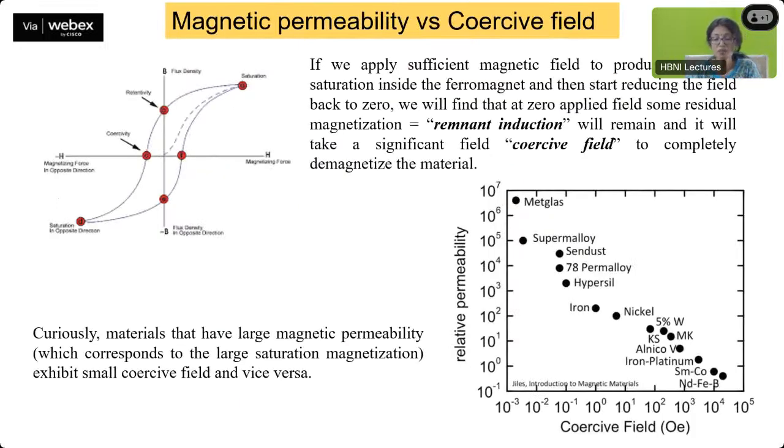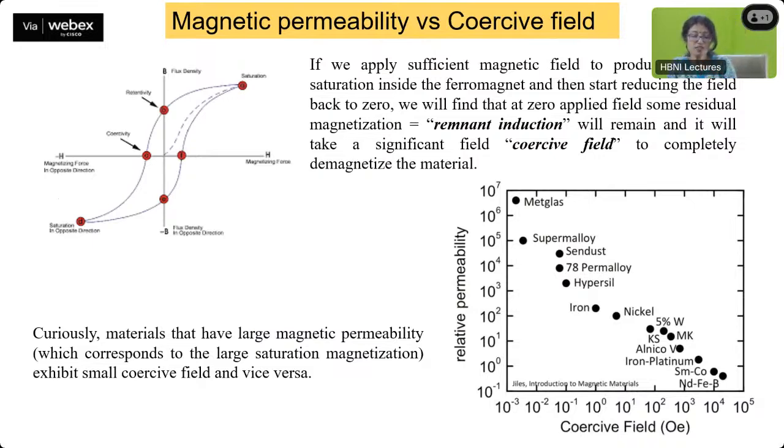So if we apply sufficient magnetic field to produce complete saturation inside the ferromagnet and then start reducing the field back to zero, we find that at zero applied field, some residual magnetization or remnant induction will remain, and it will take a significant field, which is the coercive field, to completely demagnetize the material.